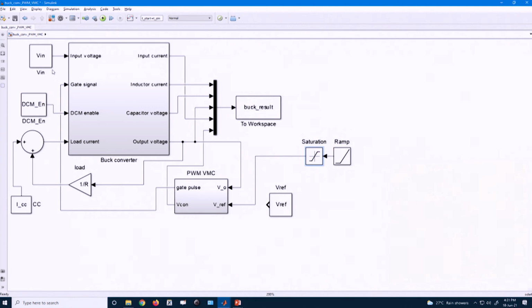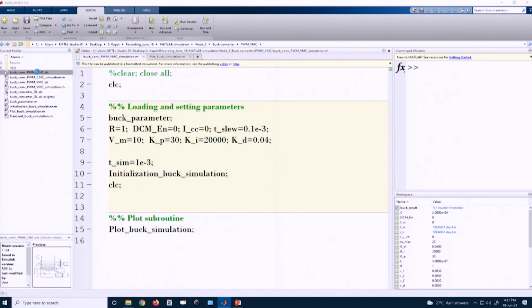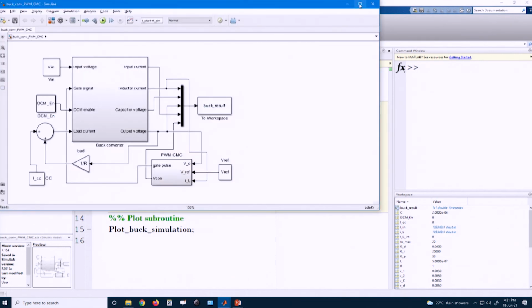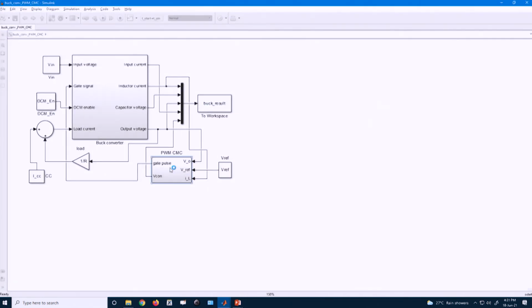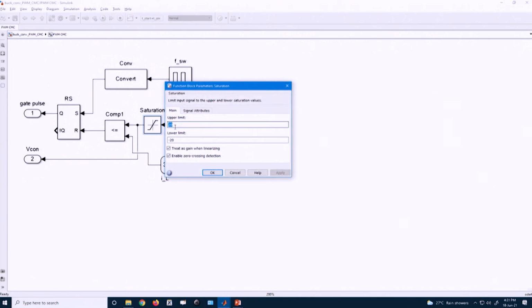So, this was our voltage mode control. Okay. So, if we go to current mode control, in current mode control, this is the block diagram I was showing.